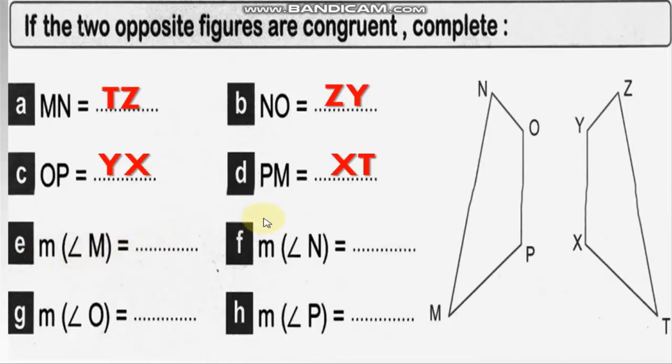Measure of angle M equals, we have here measure of angle M equals measure of angle T. Letter F, measure of angle N. Measure of angle N is equal to measure of angle Z. Measure of angle O equals measure of angle Y. Measure of angle P equals measure of angle X.